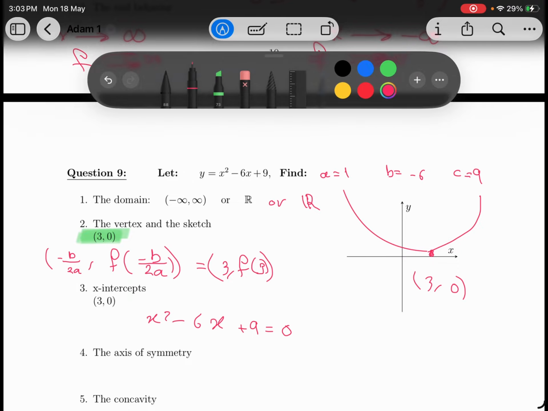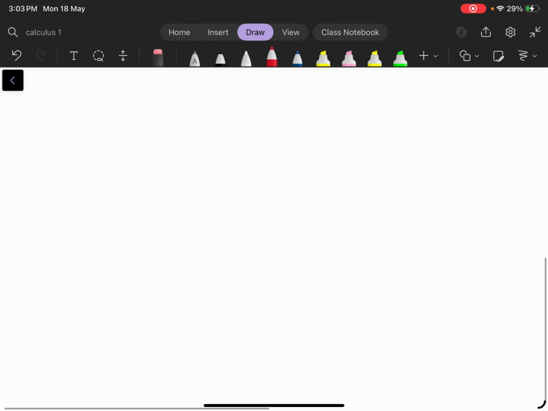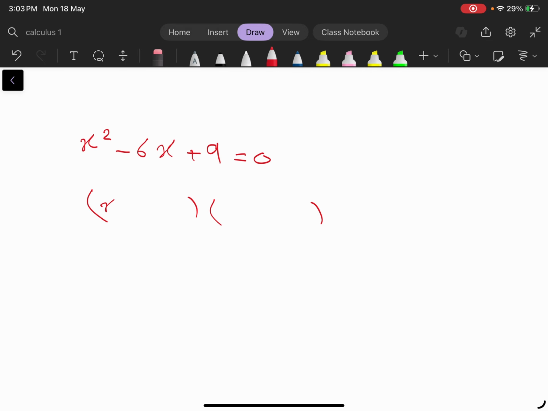I'll switch into another platform to give myself more room. So what I have here again, I have x squared minus 6x plus 9 equals 0. This is very, very common. We can factor this into two identical parentheses, x minus 3, or we can simply write it like this, x minus 3 to the power of 2 equals 0. And here x equals 3.